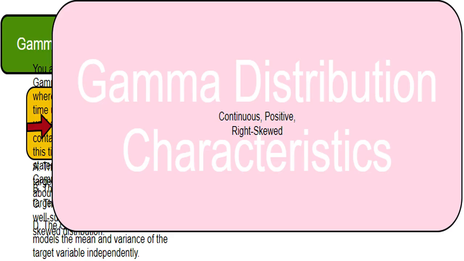The gamma distribution is described here. I'm highlighting key characteristics. It's continuous, meaning its values can take on any value within a range. Always positive. Its values are greater than 0. And right skewed. Its values are more concentrated toward lower values, with a tail extending to the right. Understanding these properties is key to understanding how the GammaRegressor works.